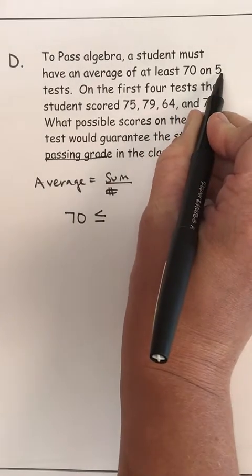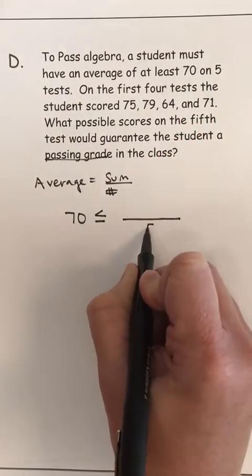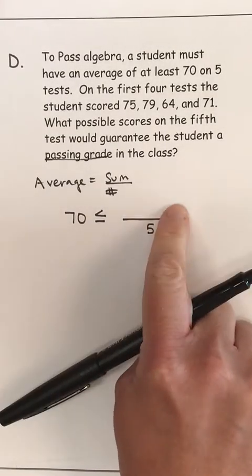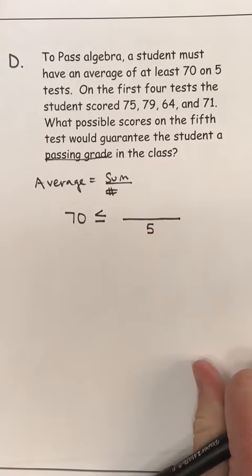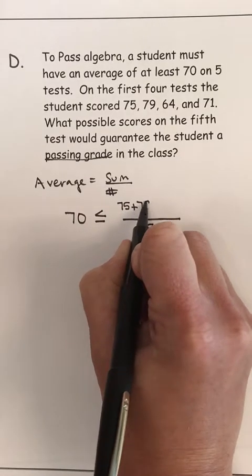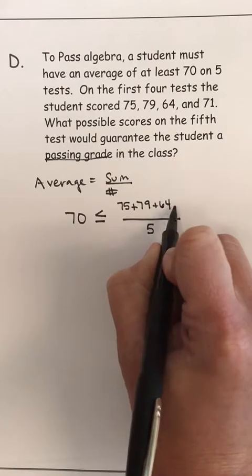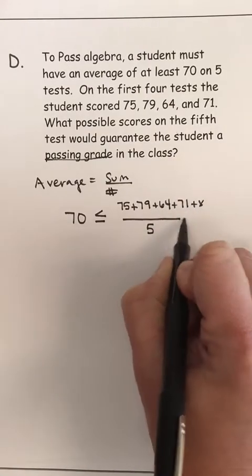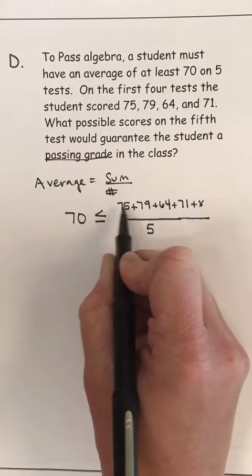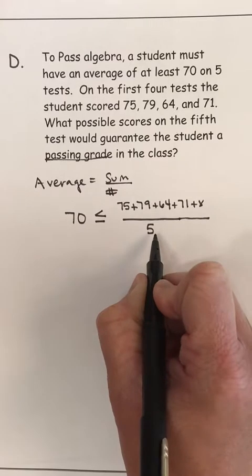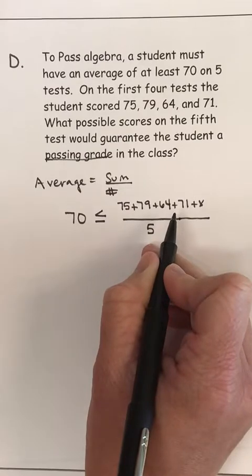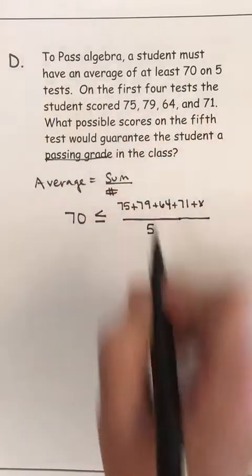My number of tests that we're going to have is 5, and that number goes on the bottom. And now what I'm going to do is take all the 5 tests, add them up, divide by 5, and make sure that we get greater than or equal to 70. So the first 4 are 75, and a 79, and a 64, and a 71, and one unknown score for the last test, which is the one that we want to solve for. So these 5 added up, divided by 5 will get us an average, and again, we want this total to be greater than or equal to 70, which means at least 70.